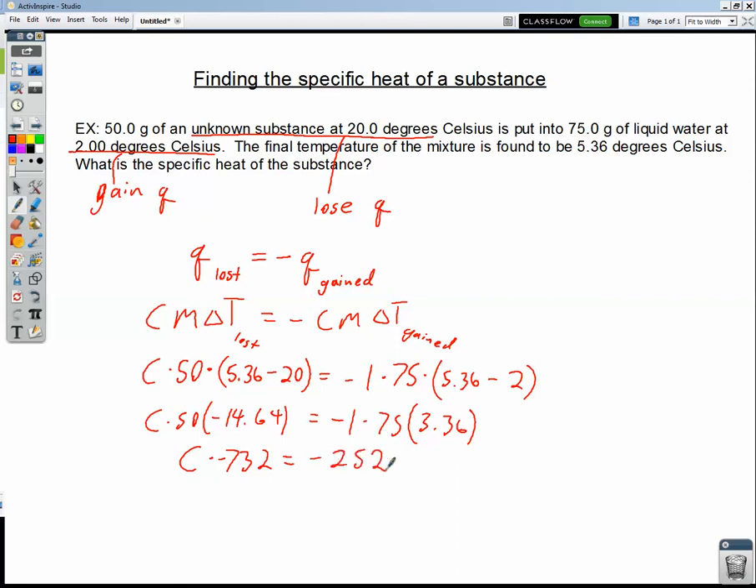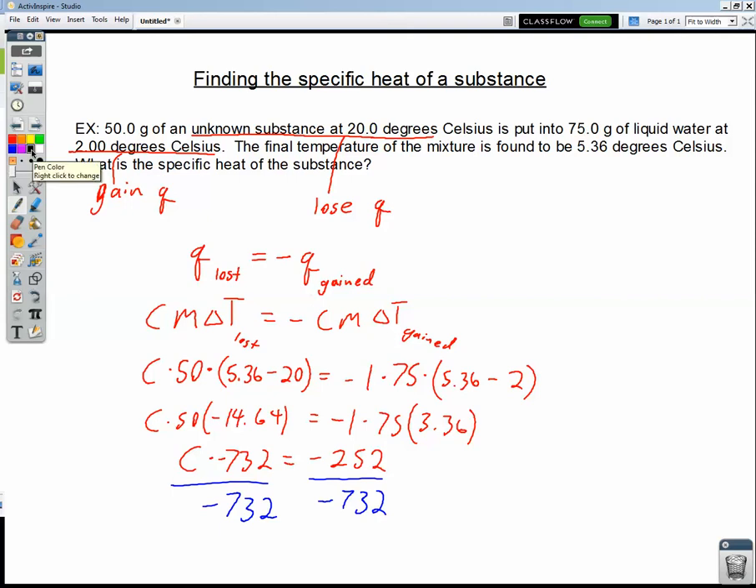So we have C times negative 732 is equal to negative 252. We're going to divide both sides by that negative 732 to solve for C. And now you can see why we put the negative in there. Those two negatives are going to cancel because the specific heat of a substance is always positive. So we just put that in there to make sure we got a positive answer.